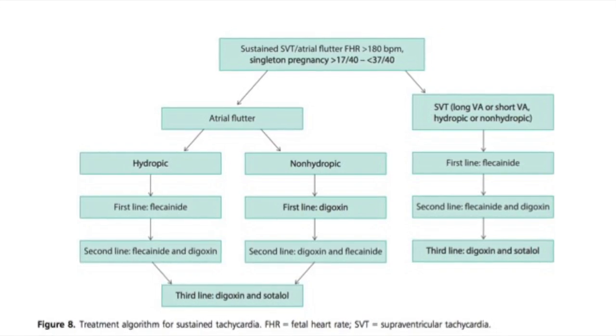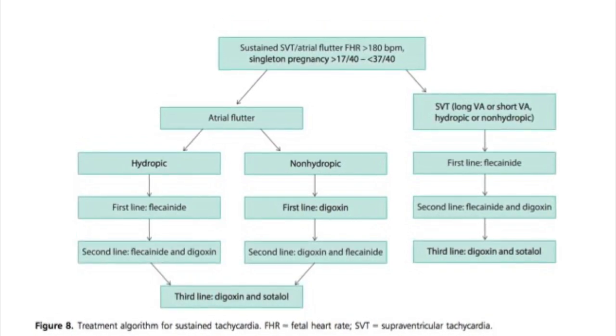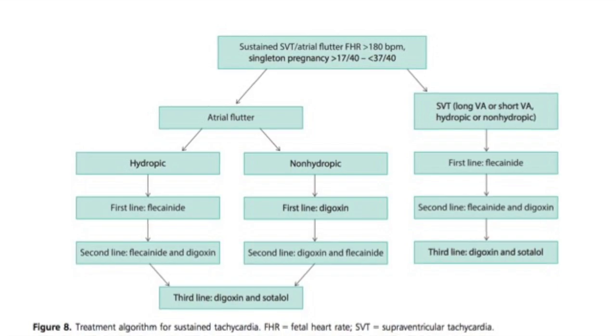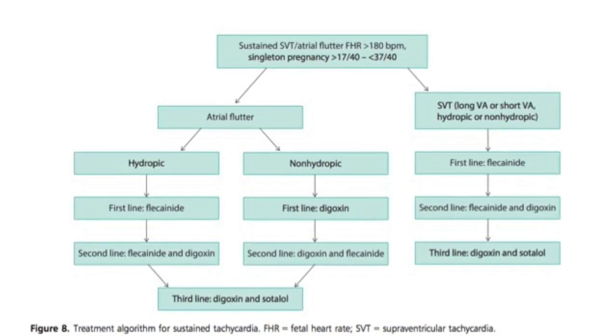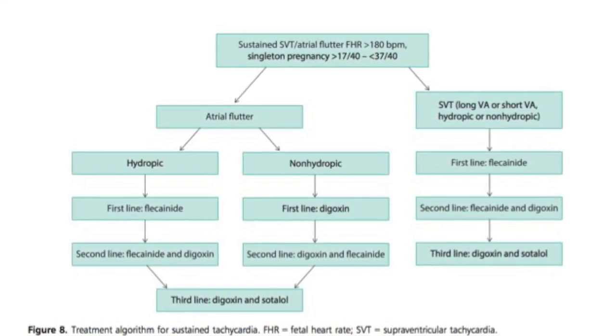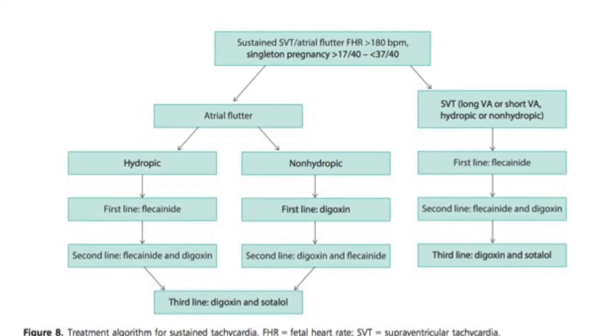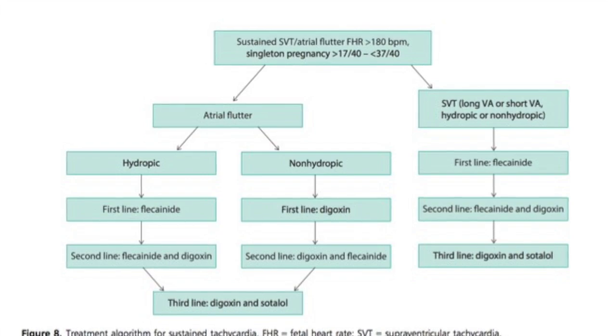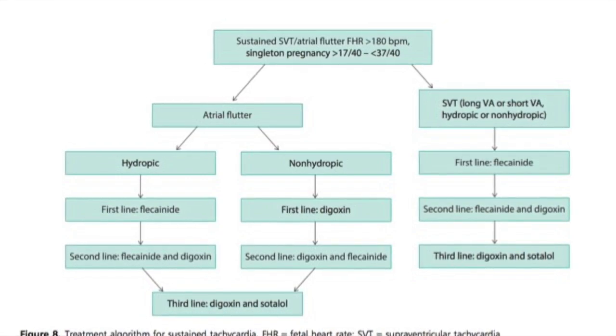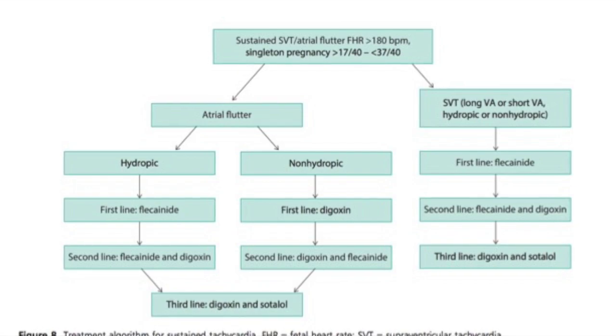If it's atrial flutter but it's non-hydropic, then the first line is digoxin, second line is digoxin and flecainide, and third line is digoxin and sotalol. If it's SVT in a hydropic or non-hydropic baby, first line is flecainide, second line is flecainide and digoxin, and third line is digoxin and sotalol.